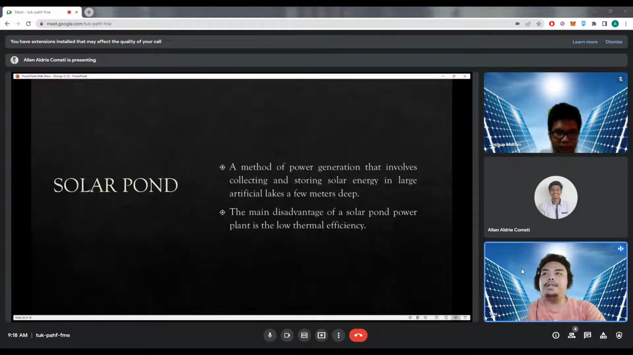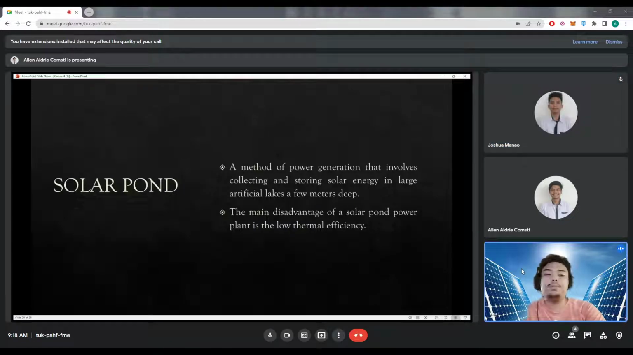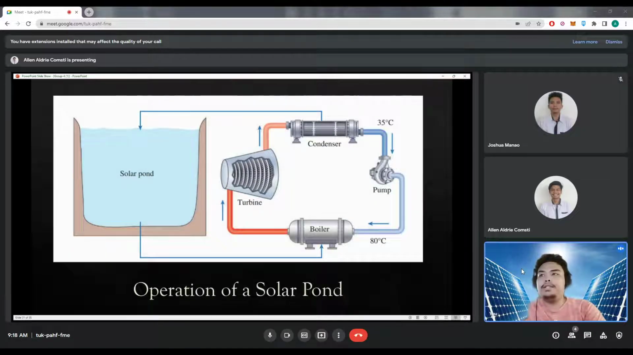Next is the solar pond. It is a method of power generation that involves collecting and storing energy in large artificial lakes a few meters deep. The main disadvantage, though, of a solar pond power plant is its low thermal efficiency. Next is the image of the operation of a solar pond.